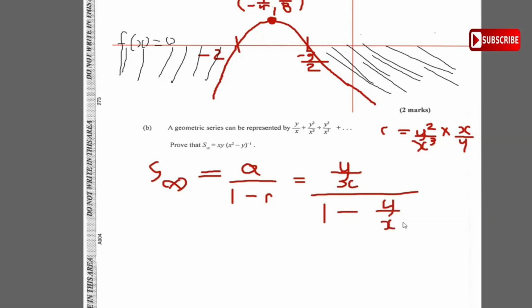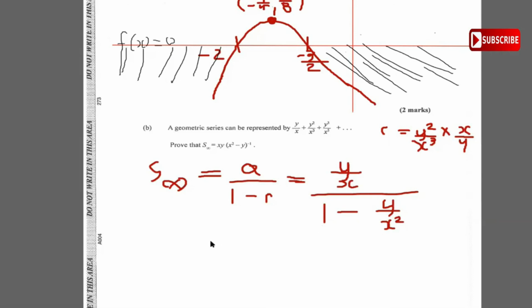And so that will give us the sum to infinity: y over x divided by 1 minus y over x squared. That is the sum to infinity. So this is how we find sum to infinity. And since we have the sum to infinity, we're good now. Now we can simplify this.